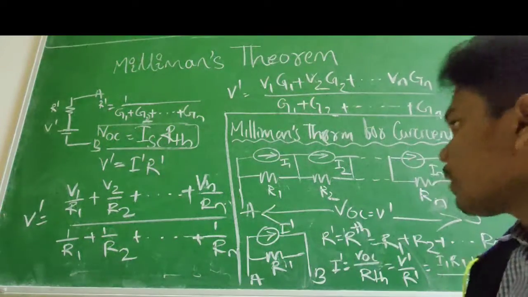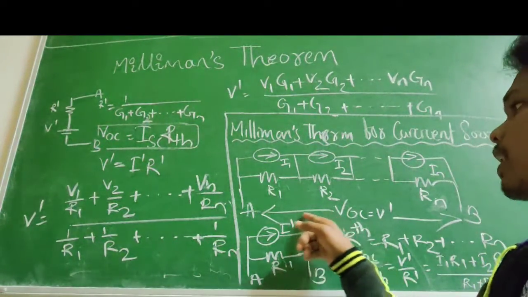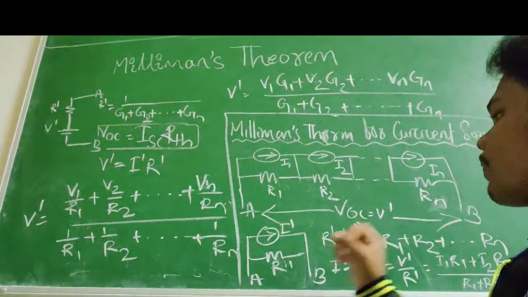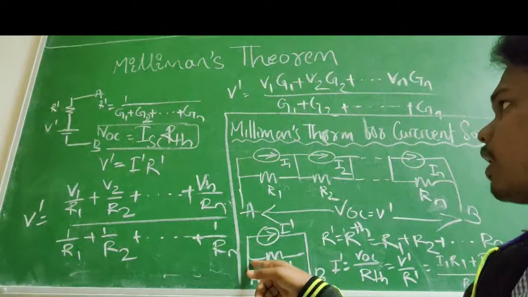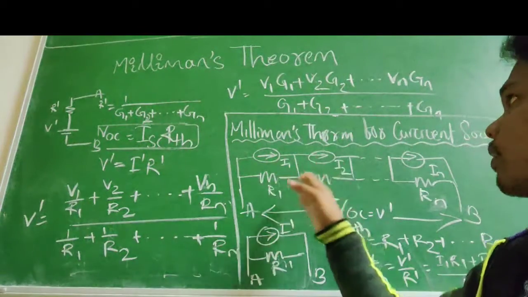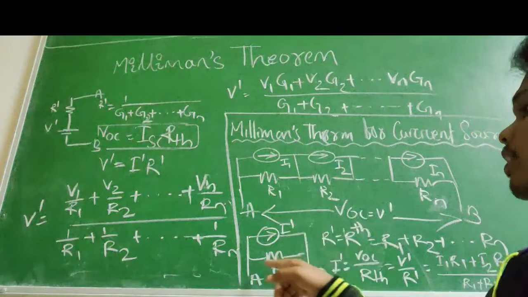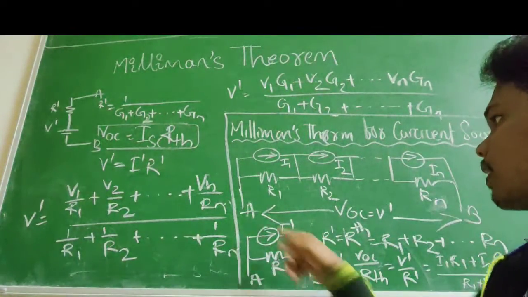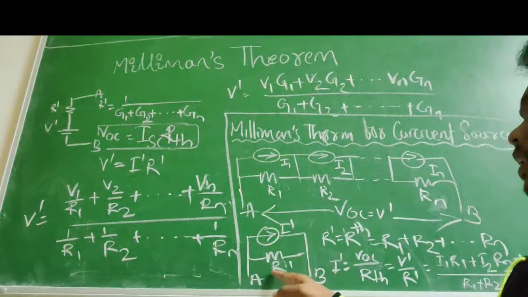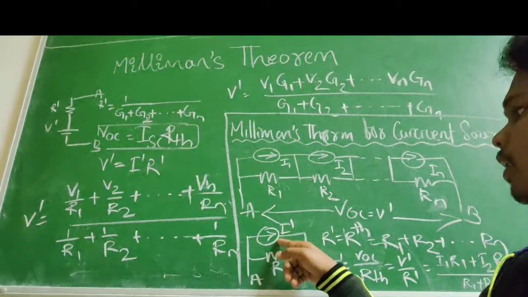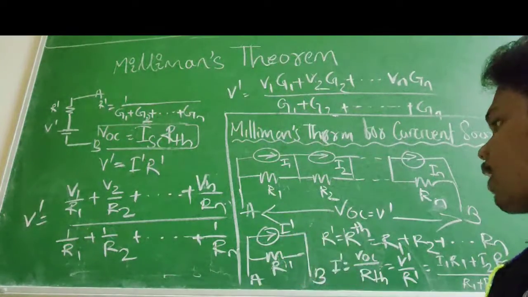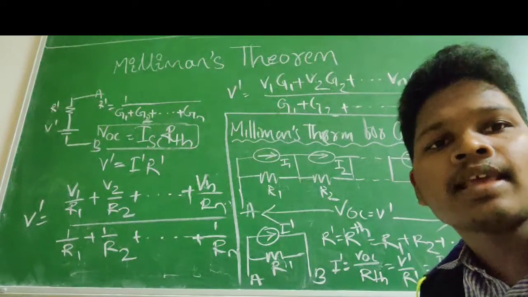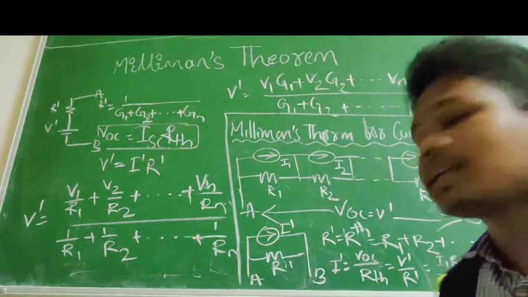Now see, this is our open circuited voltage, V dash, Thevenin's voltage. And this is the equivalent figure of this current figure, Millman's theorem for current source. So this is our equivalent figure. This is your point A and point B. Like that, this is our Thevenin's resistance and Norton current, I dash. Okay, so first we need to calculate the equivalent resistance, that is R dash.